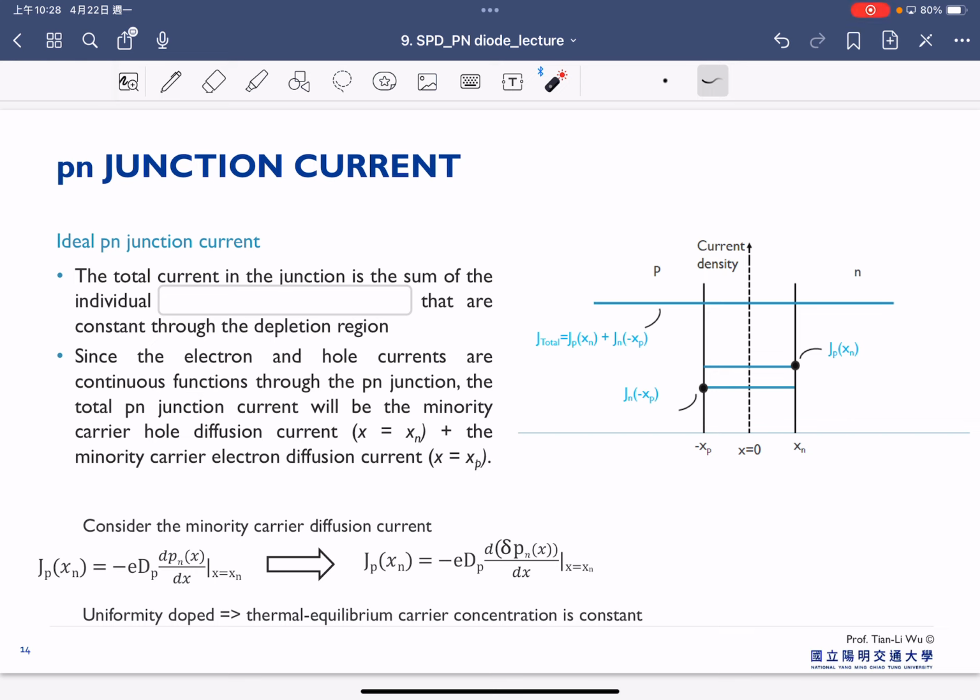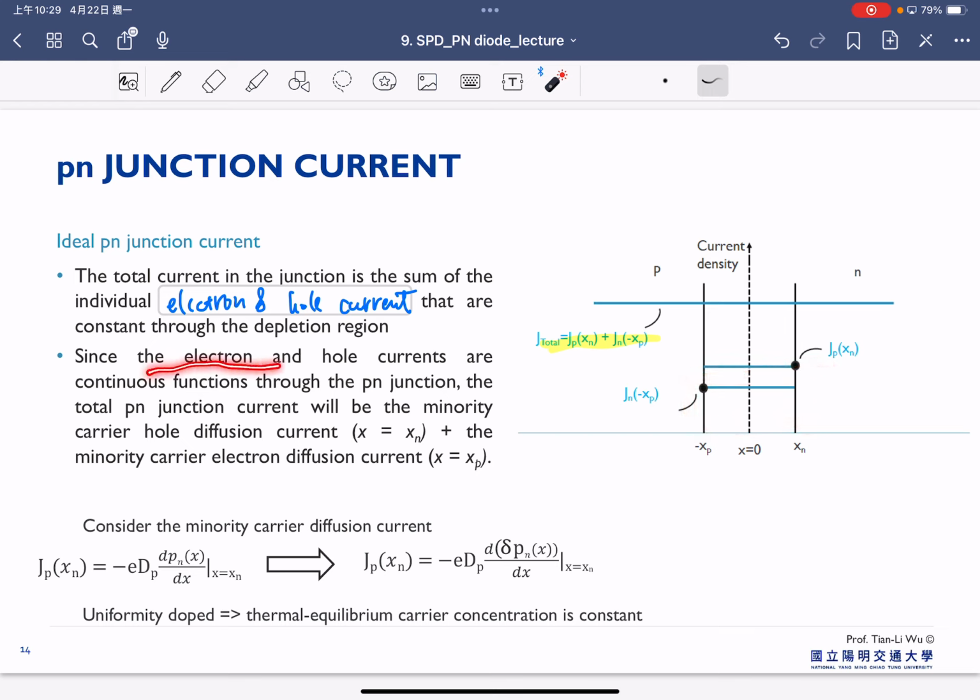And the total current right now is the sum of the individual electron and hole current, which are constant through the depletion region here. So the total current should be the same no matter in which region. But now if we look at only the depletion region, the total current is equal to the total hole current plus the total electron current in the depletion region.